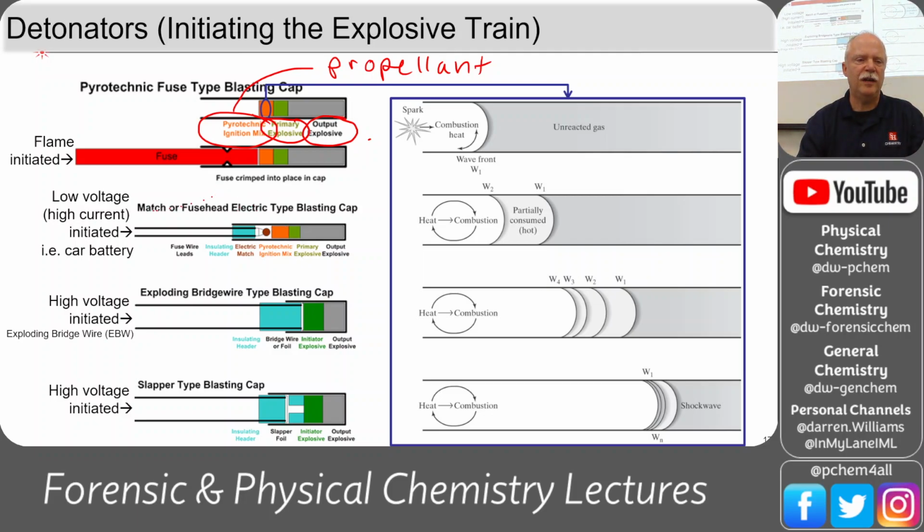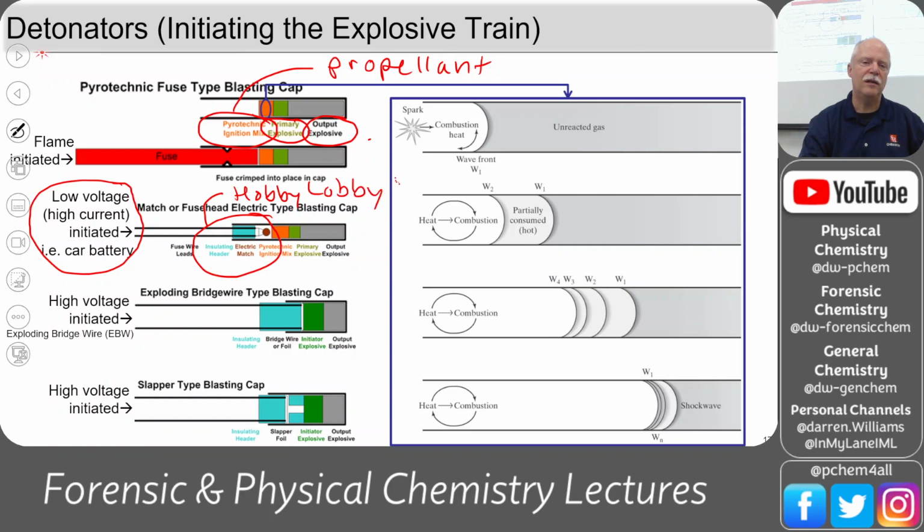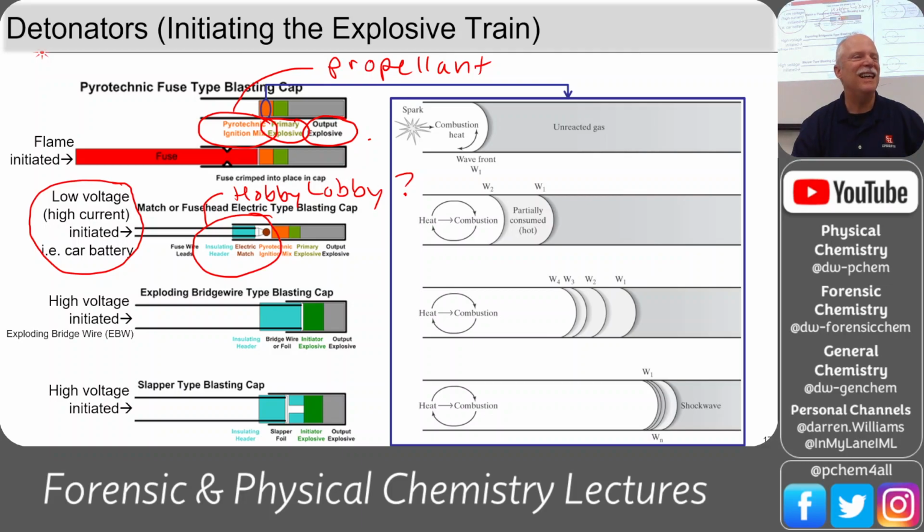We also have low voltage, high current initiated, something like a car battery or maybe even a 9-volt battery. And this is called an electric match. This is some of the things that worry me, because you can get this electric match at Hobby Lobby. Why would they sell that? I love Hobby Lobby, but why are they selling electric matches? Yeah, exactly. Model rocketry. Yeah.